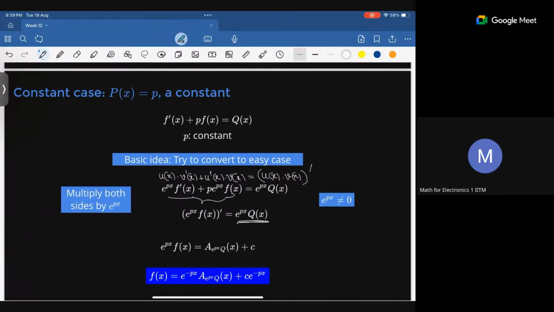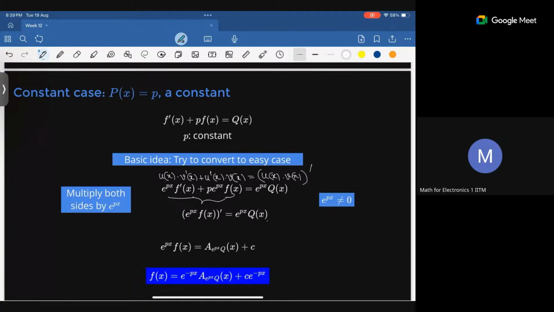Right hand side will be the integral of this, which is the antiderivative of this. So e power px into q is a function now: e power px q of x plus c. And if you push that e power px to the right hand side, the expression will be f of x is equal to e power minus px times the antiderivative of e power px q, plus c into e power minus px.